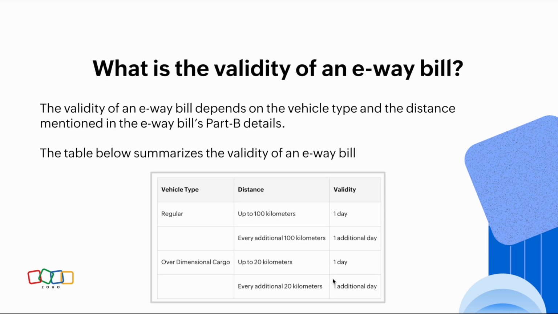What is the validity of an e-waybill? The validity of an e-waybill depends on the vehicle type that you're using and the distance mentioned in the e-waybill's Part B details. If the vehicle type is regular and the distance is up to 100 kilometers, then the validity will be 1 day, and for every additional 100 kilometers, 1 day will be added.